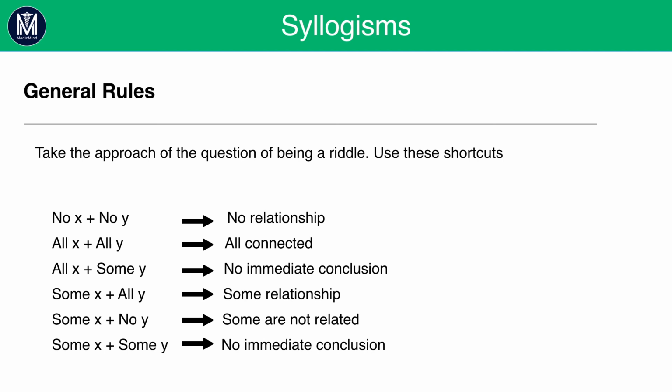Some x and no y. Some are not related, but again, we don't know for sure. But if you see some x and some y, you know that there is no immediate conclusion. But further investigation with a Venn diagram should help you.